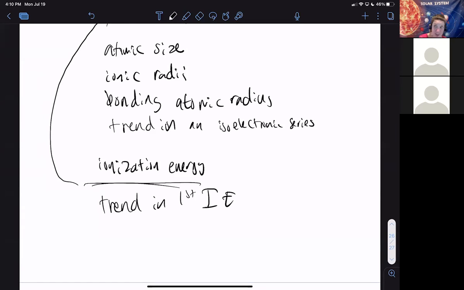In general, it increases as we go across the periodic table and increases as we go up the periodic table. There are some anomalies, like aluminum and oxygen. You should understand why those anomalies exist, and we can think about half-filled and full-filled states again here.